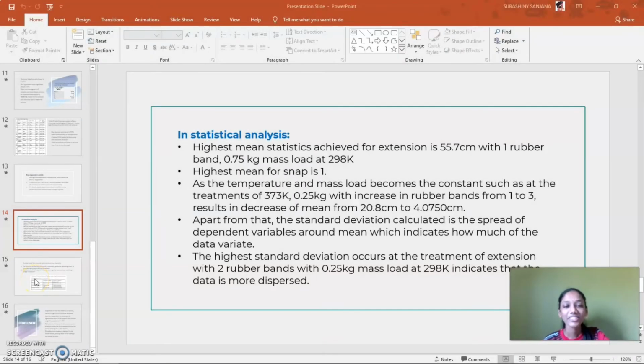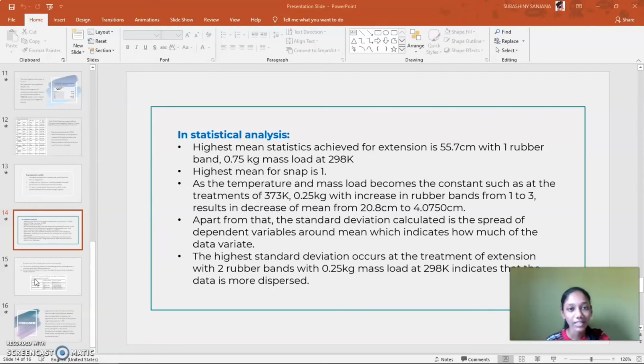Hello Doctor, I'm Subhashini Yoga. I would like to explain the descriptive statistics part and strain energy. Data of the dependent variables has been added to SPSS software and then the results exported to Excel. As you can see, the highest mean achieved for extension is 55.7 cm with 1 rubber band, 0.75 kg mass at 290 Kelvin. As for the snap, it is 1.